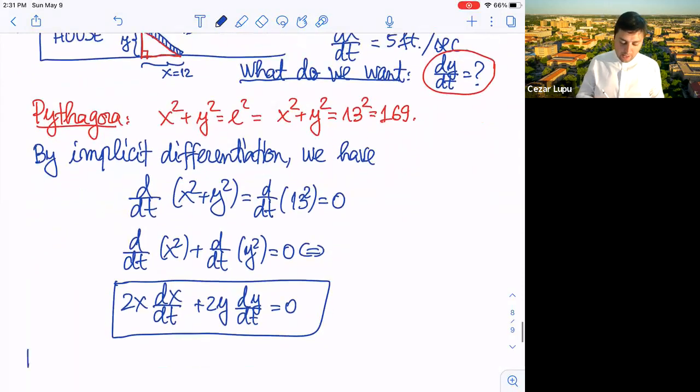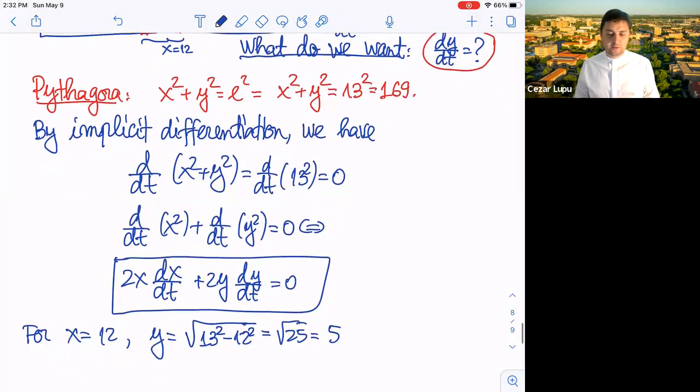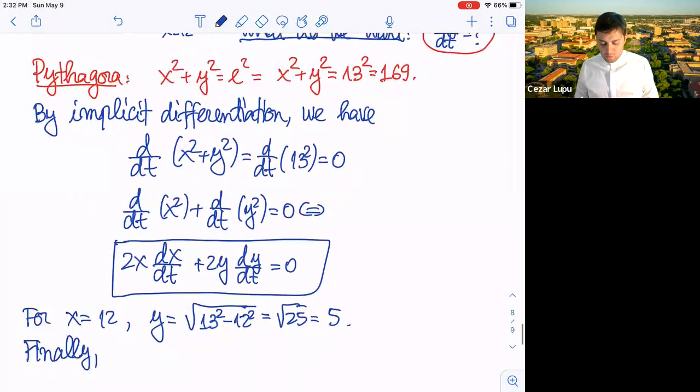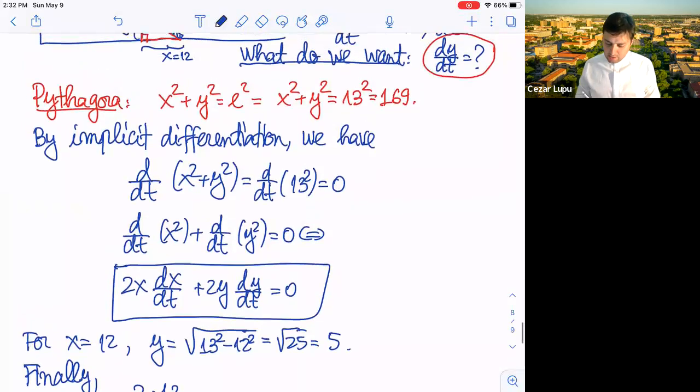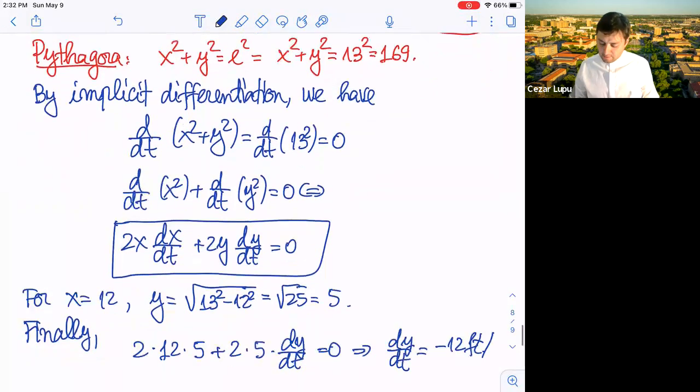And now for x equals 12, we know that y will be the square root of 13 squared minus 12 squared, which is the square root of 25, which will give us 5. So y is 5. Now the only thing we need to do is replace. So it's 2 times 12 times 5 plus 2 times 5 times dy over dt equals 0. And from here, you can just do the algebra, and dy over dt will give you negative 12 feet per second. And that's it.